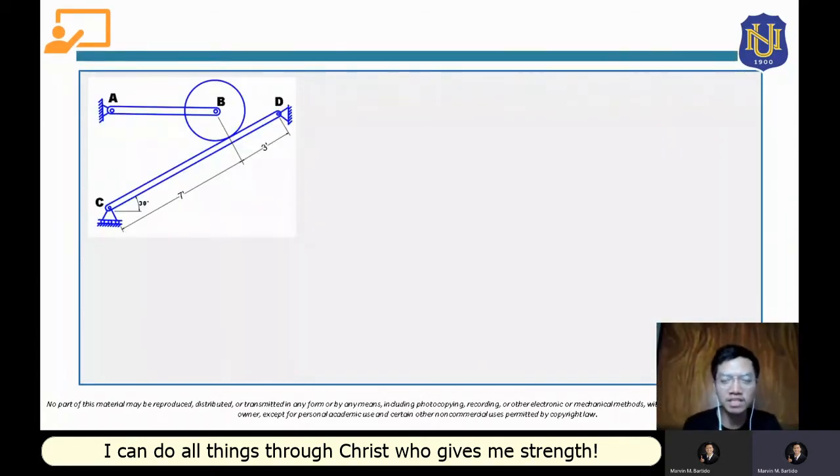Okay, so let's consider this structure. As you can see here, we have a cylinder B, and it is supported by this rod AB and this member CD. From this structure, we can actually construct a force system.